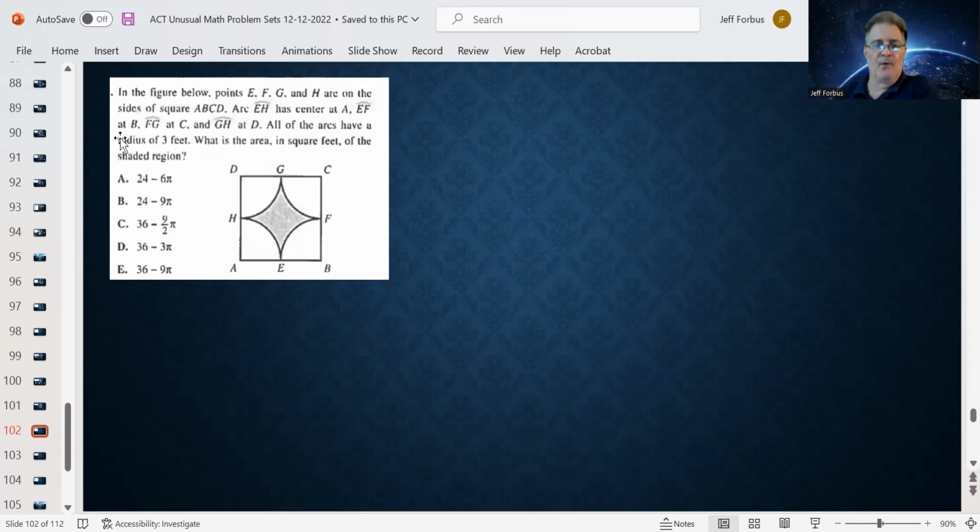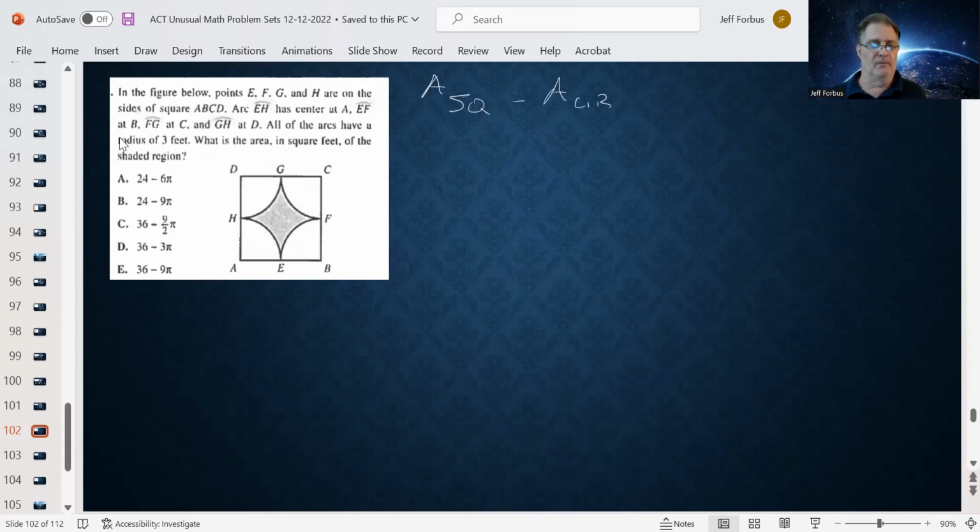So here we've got a square with an interesting shaded region. But notice each corner of the square is a portion of a circle. So it's a quarter of a circle. And it says, what is the area in square feet of the shaded region? So the idea here is to take the area of the square, and subtract out the area of the circle. That's the idea. Okay.